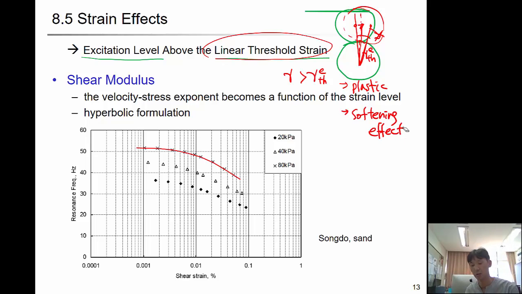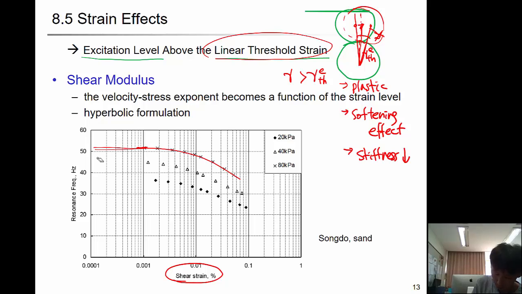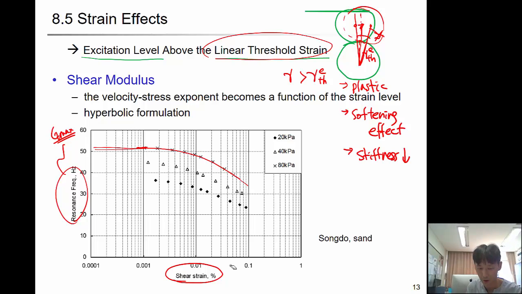Not the hardening effect. So then what happens? Stiffness goes down. So as the shear strain increases, it was here, right? Before it's the resonant frequency, but anyway, I think it's proportional to the Gmax. The stiffness, the higher resonant frequency is a stiffer material. So then it kind of degrades with an increase in shear strain. And it's all the same trend for the different levels of confining stress.